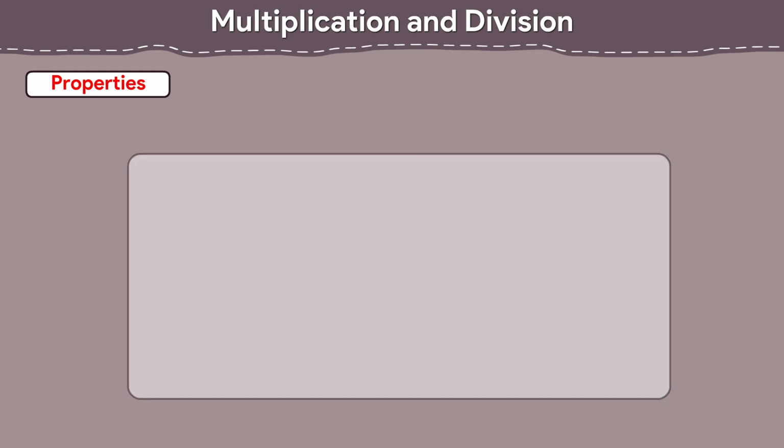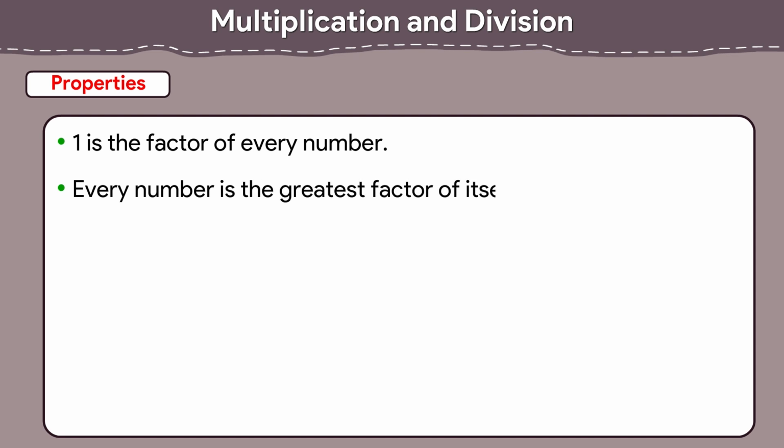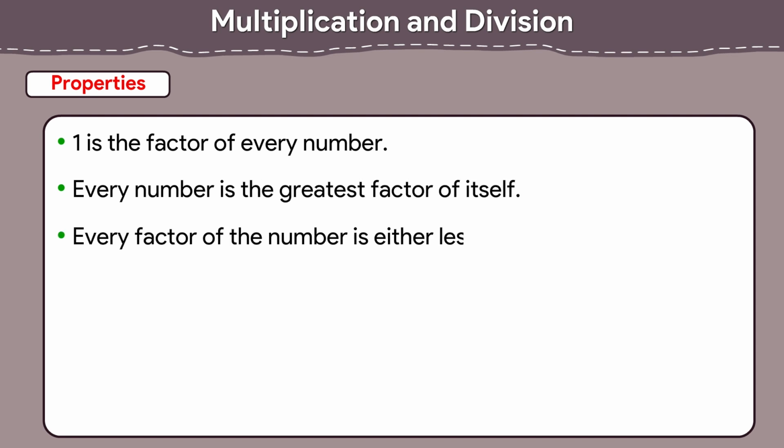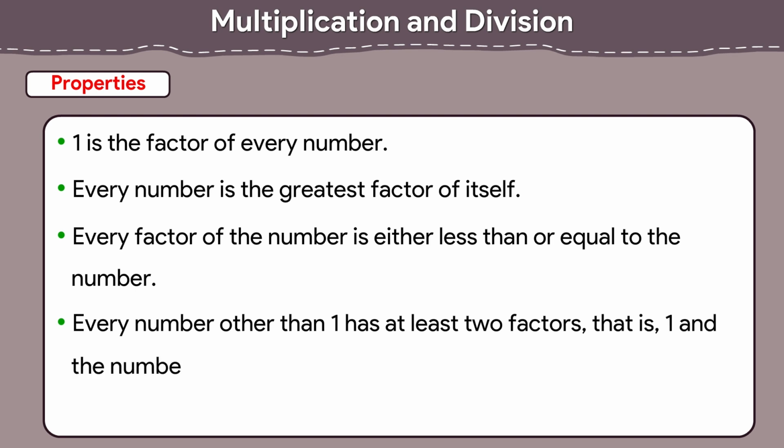Properties. 1 is a factor of every number. Every number is the greatest factor of itself. Every factor of a number is either less than or equal to the number. Every number other than 1 has at least 2 factors, that is, 1 and the number itself.